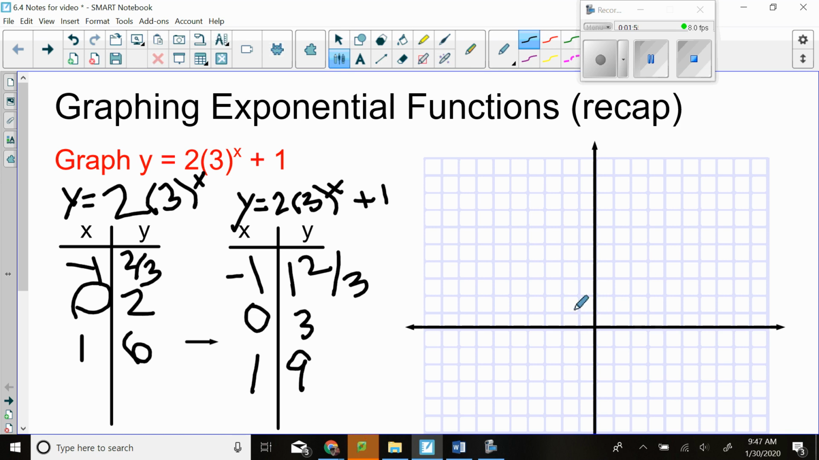So at -1, I'm at 1 2/3. At 0, I'm at 3. And at 1, I'm at 9. And then sketch your graph in here. How did I know that this was going to be not way down at the bottom? Well, because exponential functions have asymptotes, and our asymptote is wherever the k value is. That was not a very straight line, but there it is. And so now I know my asymptote is at y equals 1.